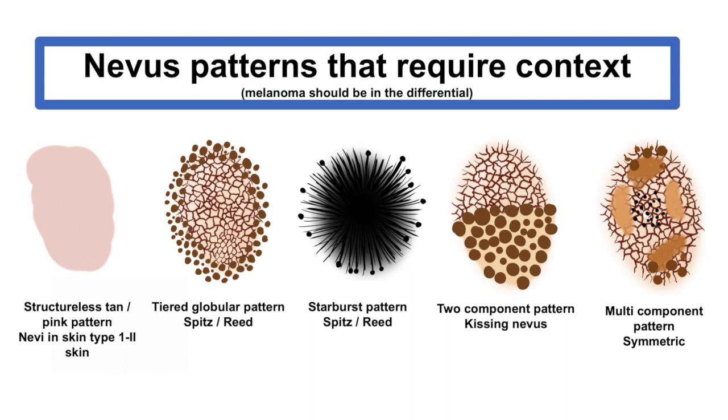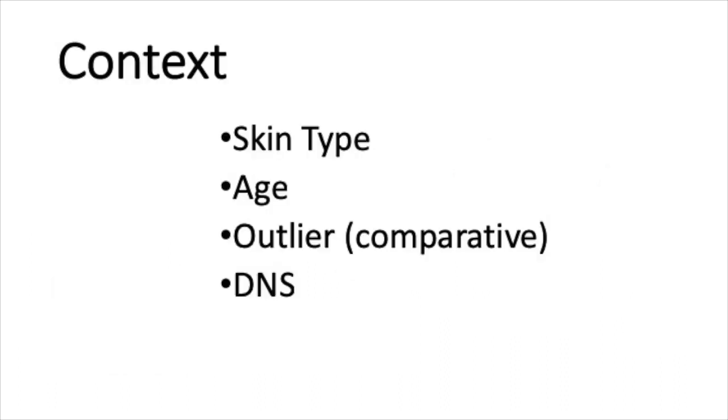Now, context here becomes critical. So you have skin type, age, whether it's an outlier lesion, whether the patient has the atypical mole syndrome, et cetera. All are factors that will play into what you will do with those lesions. So just the morphology alone is not enough to tell you what the lesion is.